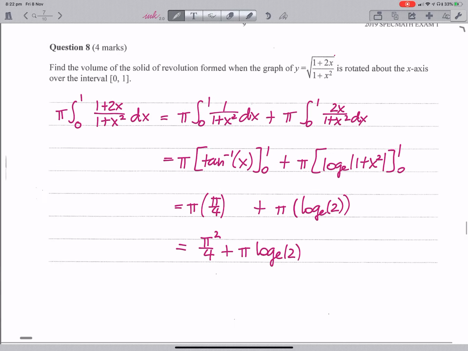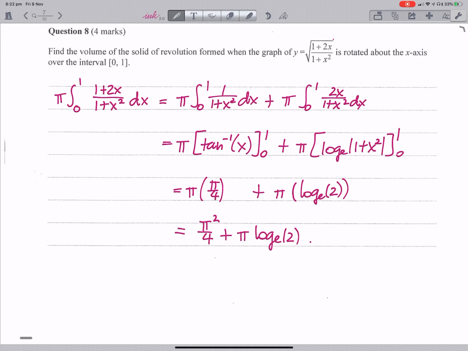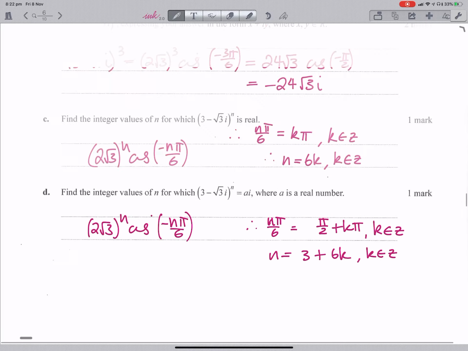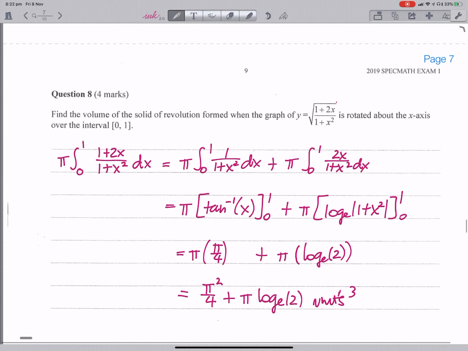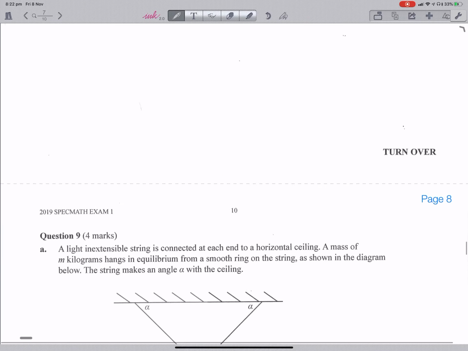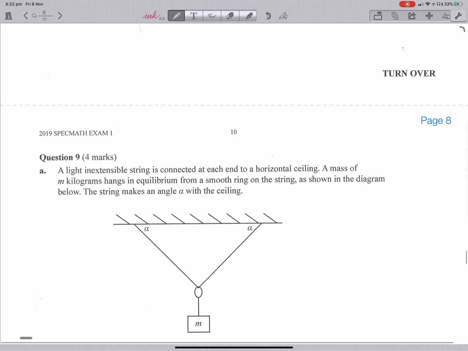There's no form that has to be in. Units cubed. Okay. Oh, that's it. We could have taken pi as a common factor in the 4 if we wanted to, but who can be stuffed?